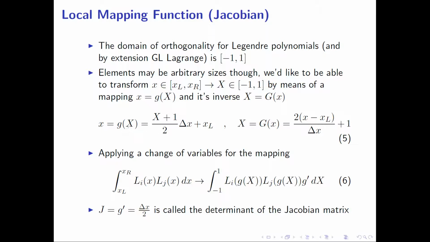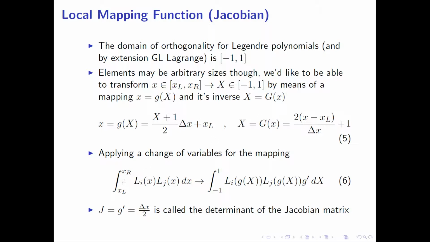So if we were to put in, let's say, the far extreme left in the computational domain, so -1, -1 plus 1 is 0, so clearly then this is 0, and we're left with just xl. Similarly if we put in 1 here, this value is 1, so we have delta x plus xl, where delta x is xr minus xl, so we recover xr, and likewise the inverse mapping.